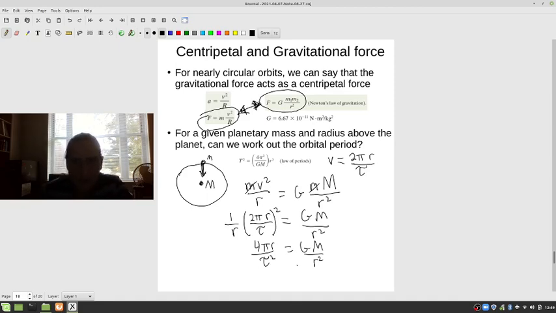Okay, and now let's just rearrange a little bit. Let's multiply both sides by r squared, giving 4 pi squared r cubed, and then divide both sides by GM, and then multiply both sides by the period squared. And look, there I go. I have Kepler's law of periods.